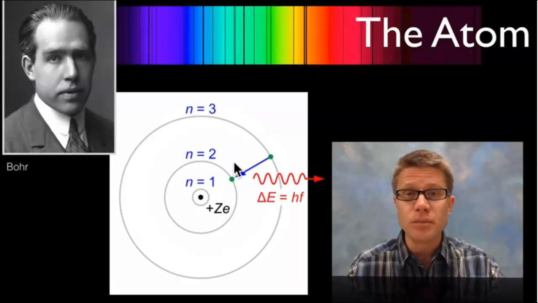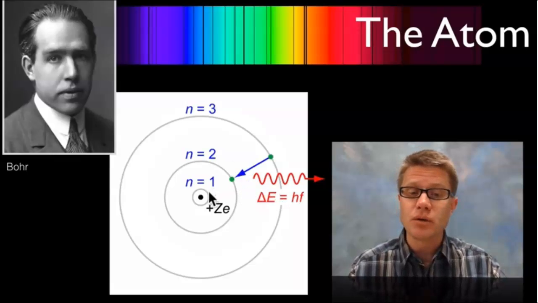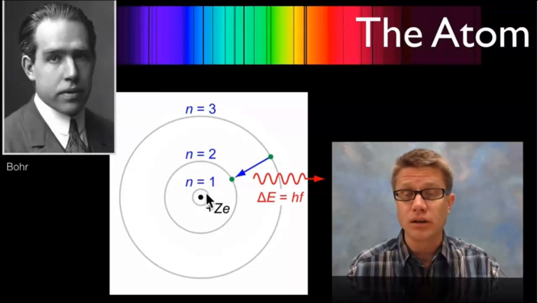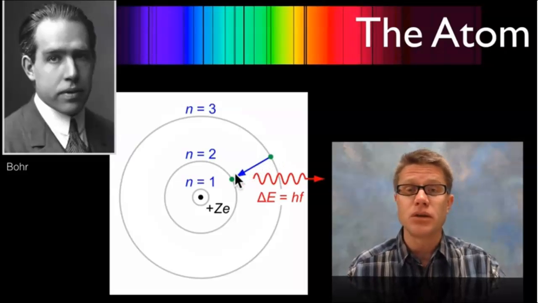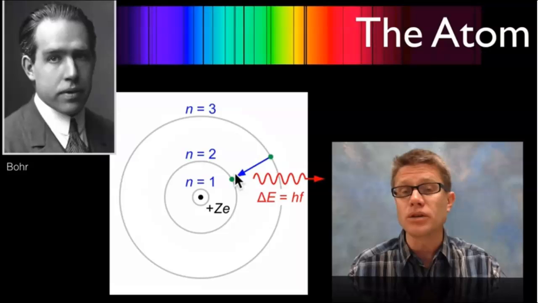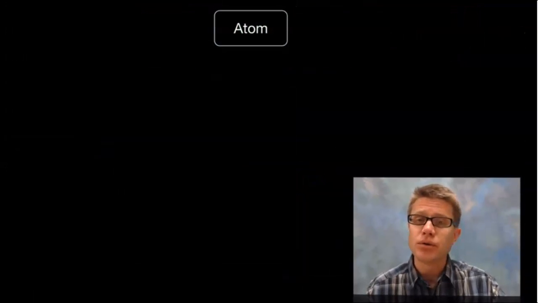And so how does it move between levels? Well, if it absorbs energy from a photon, electromagnetic radiation, for example, it'll jump to a higher level. And as it moves down, it's going to emit those photons. And that helped to describe what we were seeing in the spectra. And so that improved our model.